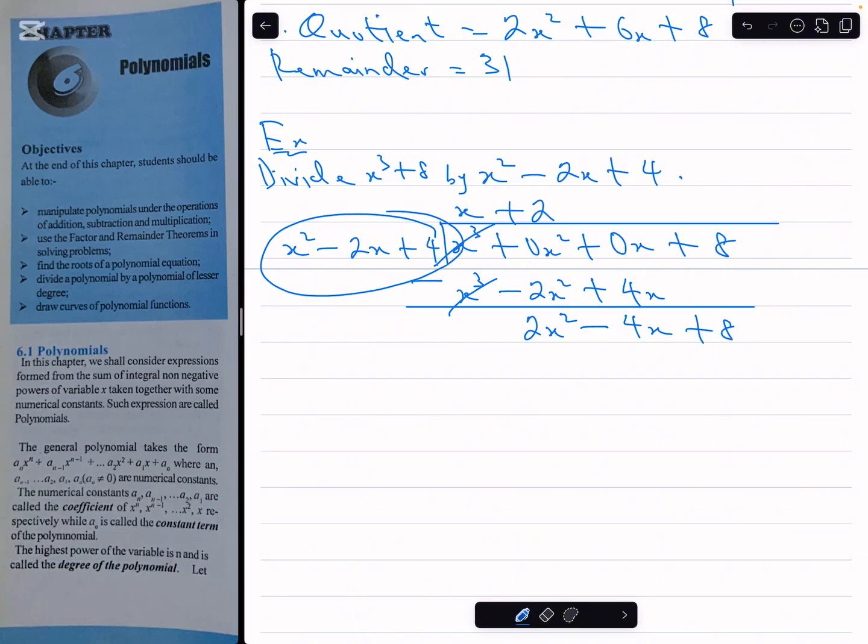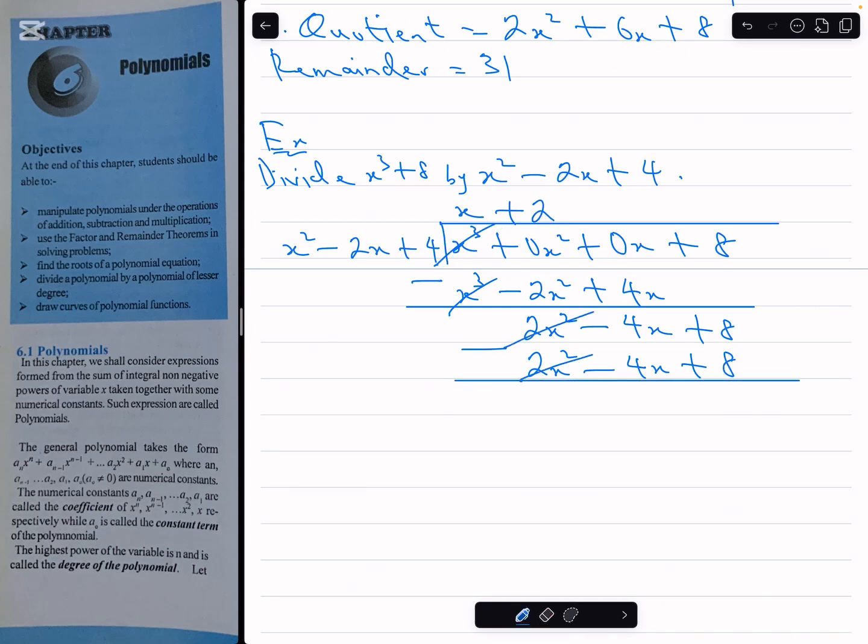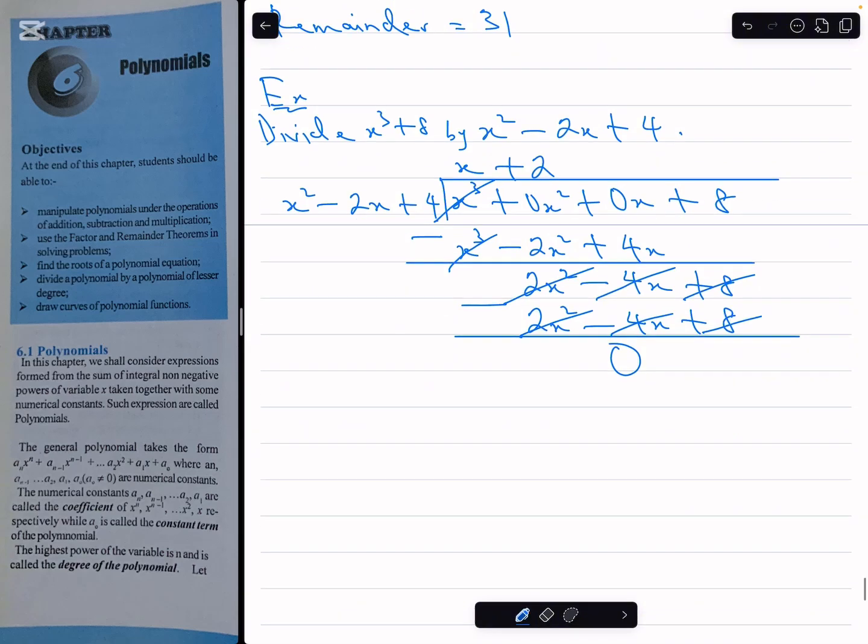And then we multiply the whole of this by that 2. x squared times 2, that's 2x squared. The next one is minus 2x times 2, that's minus 4x. And the next one is 4 times 2, that's 8. And now we subtract. What do we have when we subtract? 2x squared minus 2x squared is 0. Minus 4x minus minus 4x, that's minus 4x plus 4x, that's also 0. 8 minus 8 is 0, so we are left with 0.